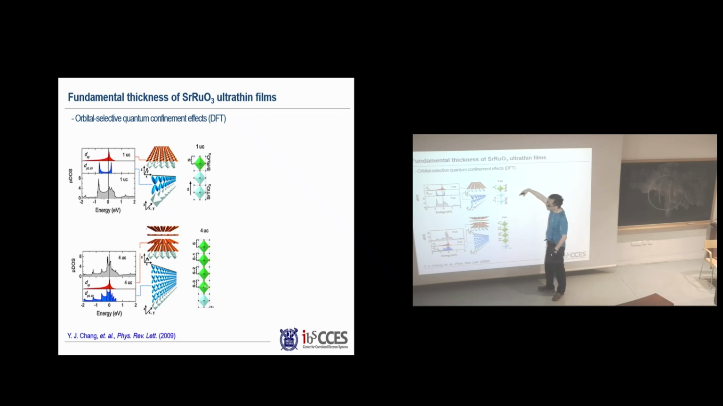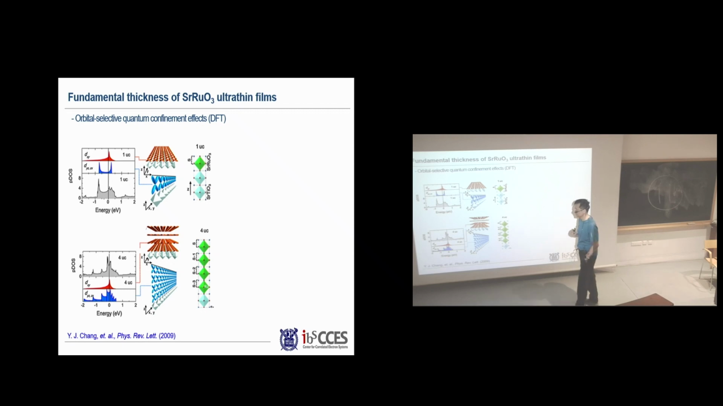And they actually provided a very simple and interesting schematic diagram for us. For example, for a one unit cell sample, xy has a 2D character, so you have this kind of bottom singularity problem over here. But yz and zx have a 1D-like density of state. So if you combine them, you will have this finite density of state.